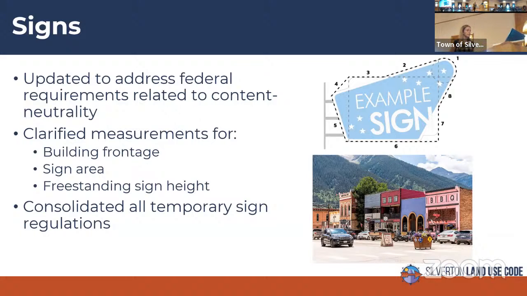And then we've clarified some measurements to make things easier for both applicants and staff related to building frontage, sign area. So that's how big a sign is, as well as the height of freestanding signs. And freestanding signs are things like a monument sign or a pole sign, just things that aren't attached to a building. And then we have also consolidated all of the temporary sign regulations. So things like the A-frame signs that sit in the middle of the street and along Green Street as well. Next slide, please.